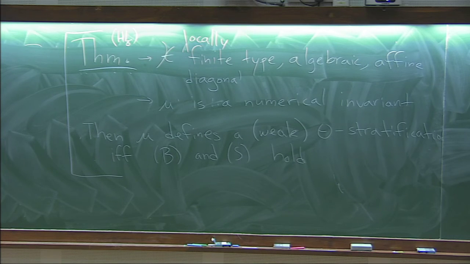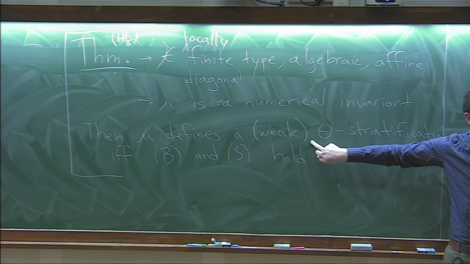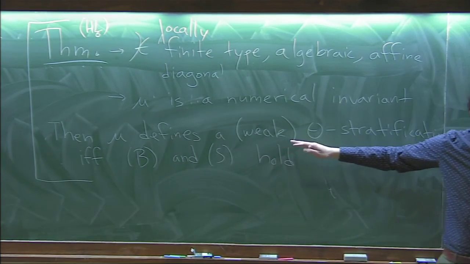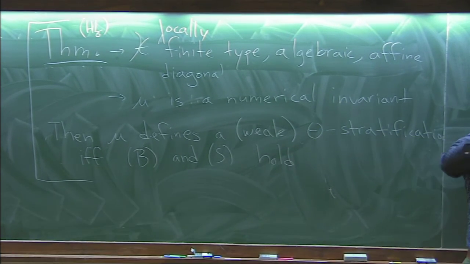What is weak Theta stratification? Oh yeah. This is the thing. If you're in characteristic 0, you can just ignore this. If you're not in characteristic 0, then you have this issue that the maps might not be closed immersions. They're just going to be proper and radicial.